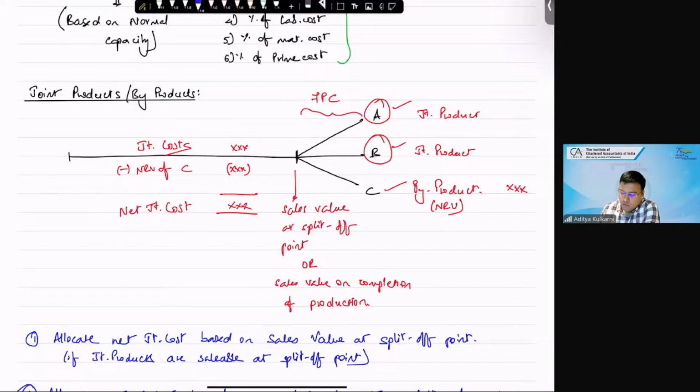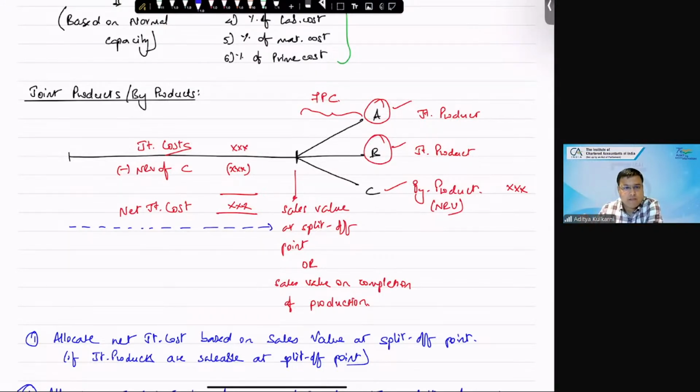So what happens in the case of joint products is you will incur certain joint costs. You will incur certain joint costs, and I have to apportion them. Look at this diagram. I have one process.